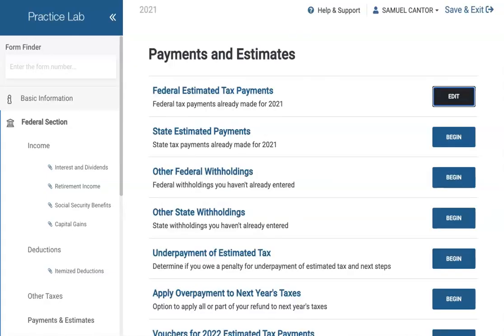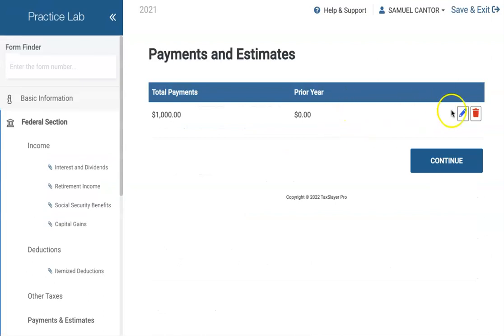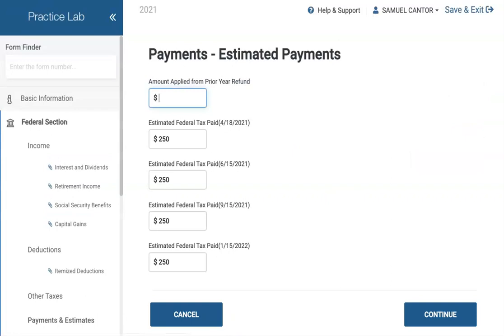In the expanded case, we've added some estimated payments that were made for the 2021 tax return. You go to Payments and Estimates, go into Federal Estimated Payments, and there's a transaction you would have put in. Let's take a look at that. So here are the four $250 estimated payments made. This looks straightforward. There are some nuances.